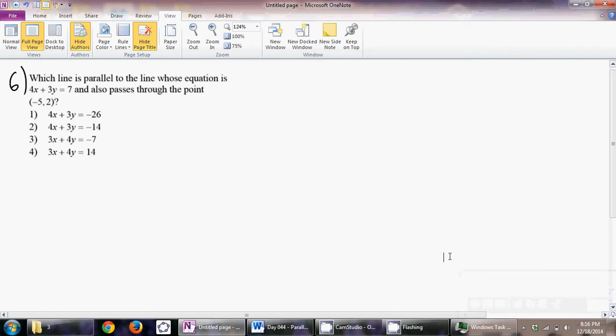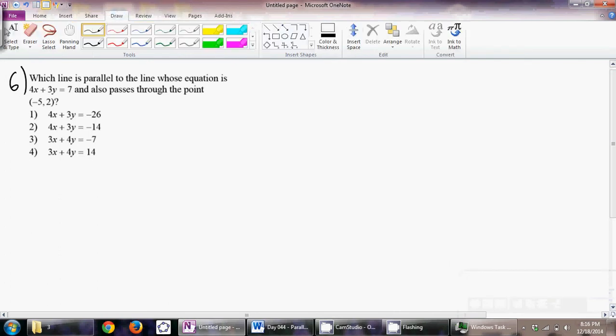Problem 6. Finally, we got a multiple choice problem here. Multiple choice are interesting in the sense that you don't necessarily have to do the entire problem. You don't have to find the answer to the question that they're asking, because one of these four is the correct answer. So instead of looking for the correct one, we could look for things we know to be wrong. Sometimes that's easier.